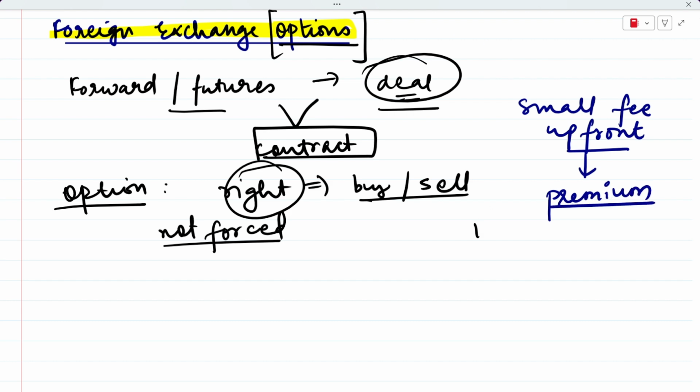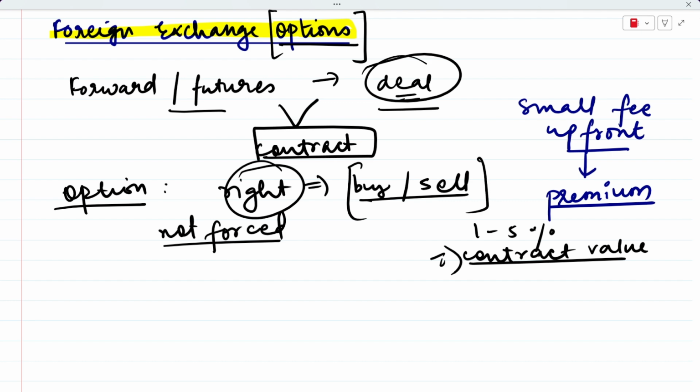So the premium is usually 1 to 5% of your entire contract value. Whatever contract value you have, the premium is only 1% to 5% of it. And you just have to pay this premium to get the freedom of your choice. Okay. So you have the right to buy or sell, but you're not obligated to be in the deal.